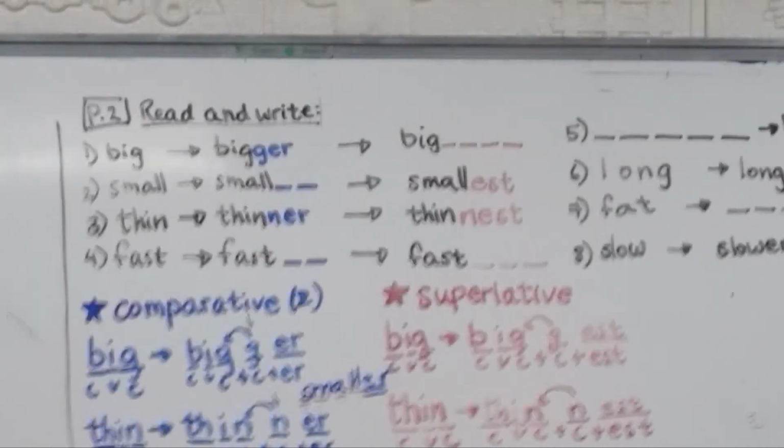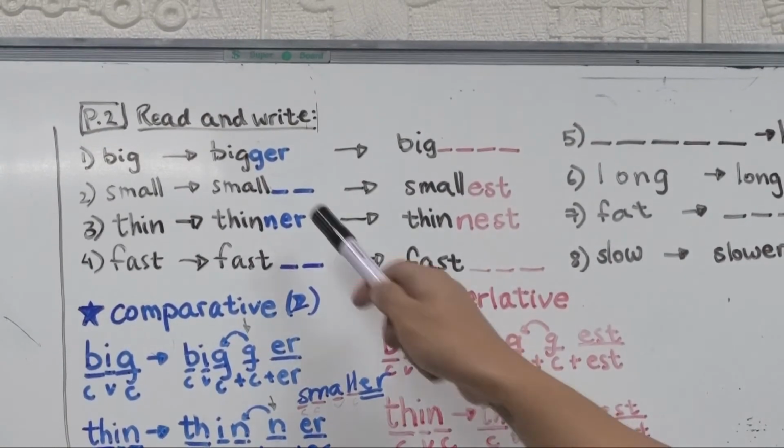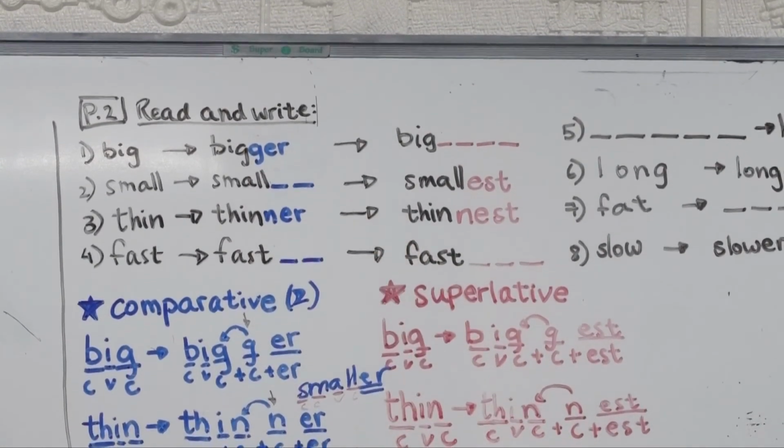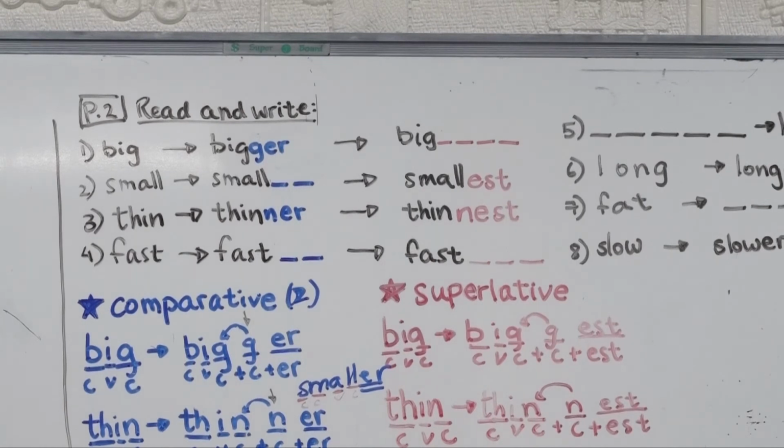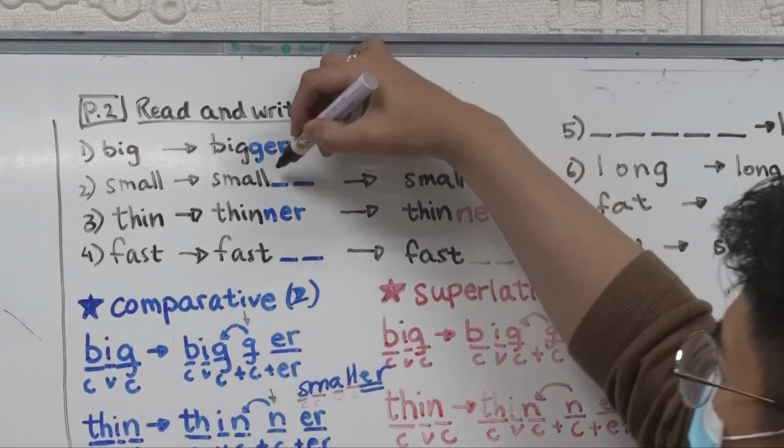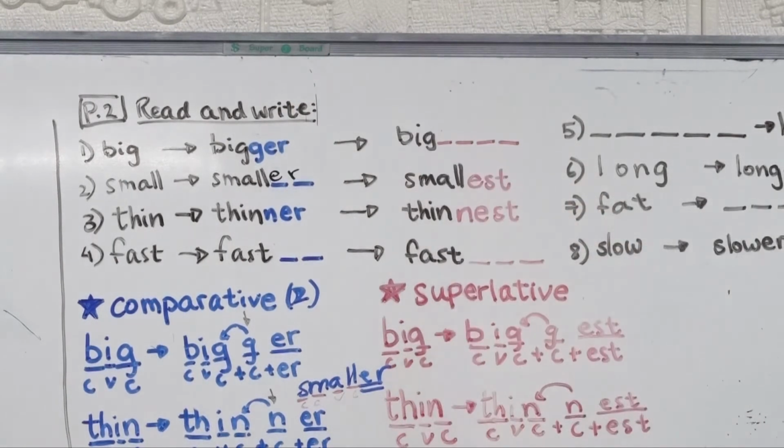So we have big. Big will become bigger, right? We have to put another G and then ER. What about for number 2? Small will become smaller. We need to put ER, right? ER. And then you write down the words.